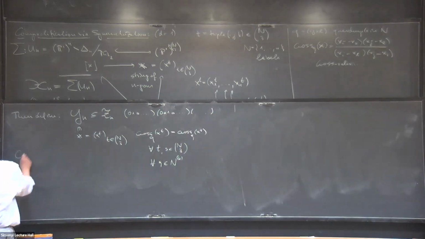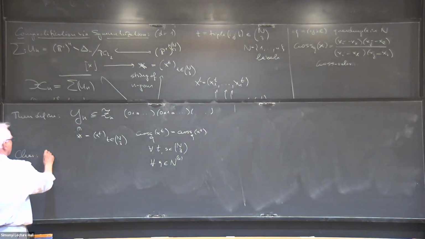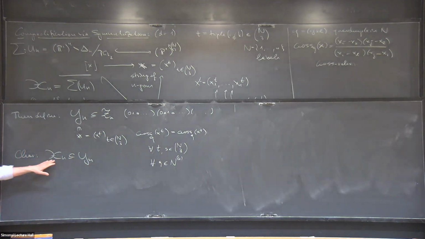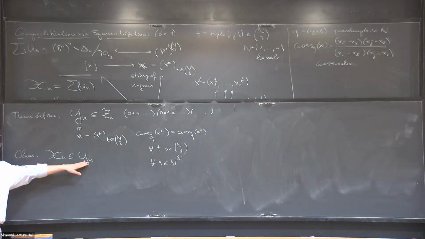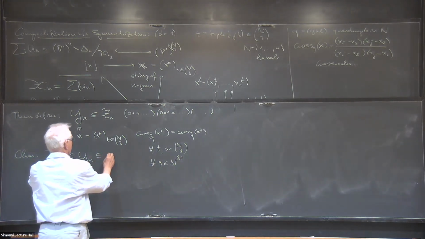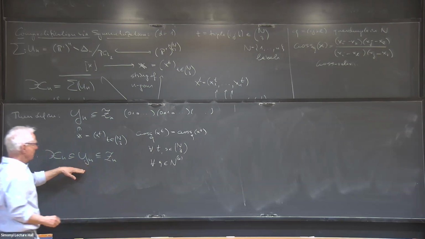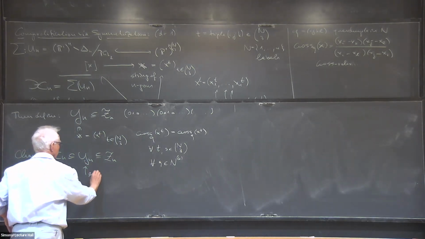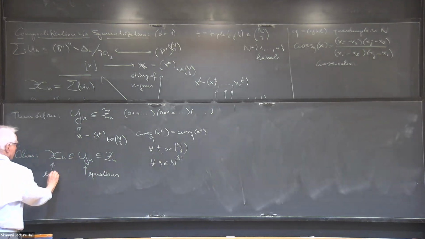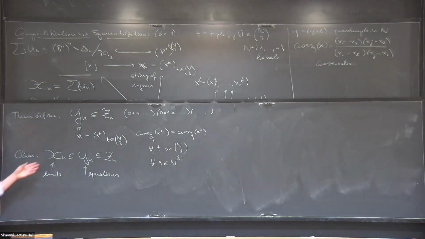So then it is clear, as we just said, Xn is contained in Yn. So this here is a Zariski-closure, so it is connected. This one is given by equations. So this is an algebraic subscheme of Zn. Here we have it, and here we have limits, and we have obviously this inclusion.